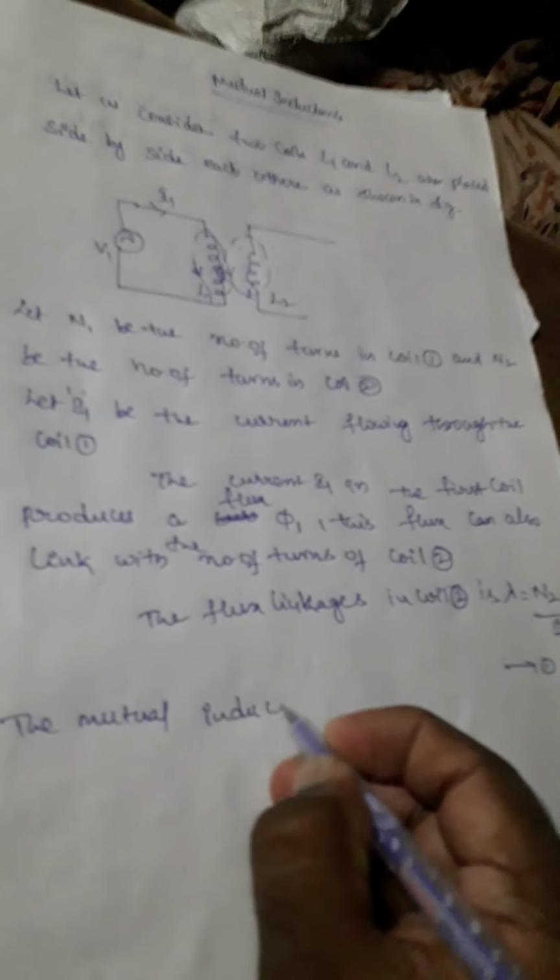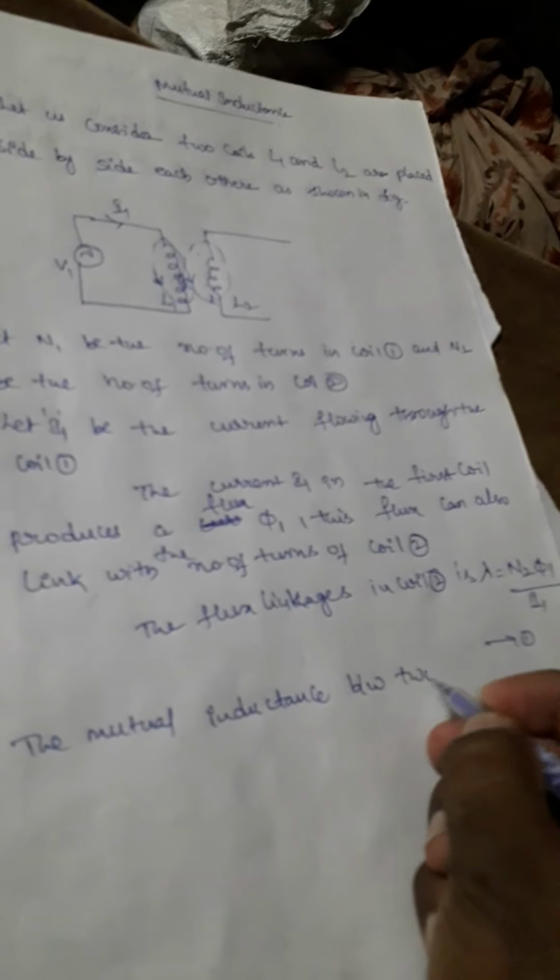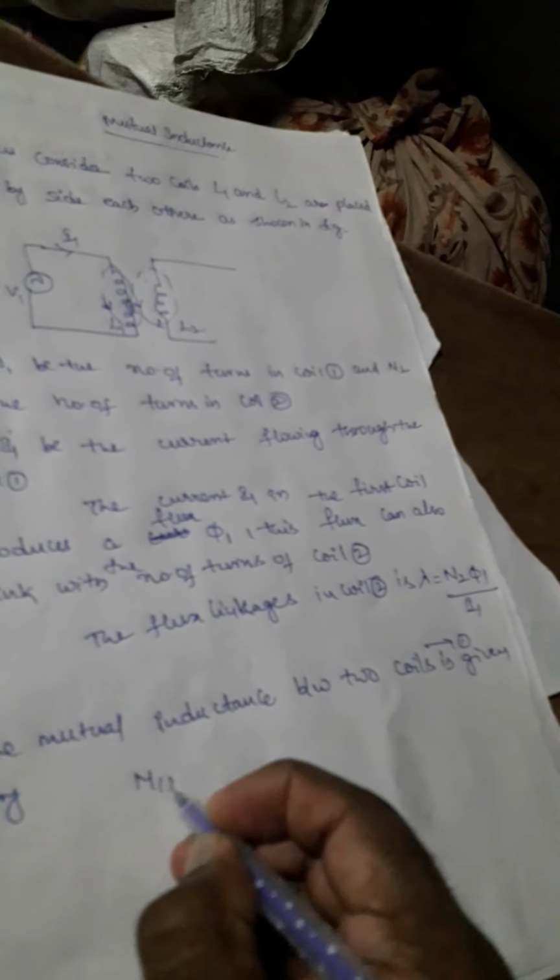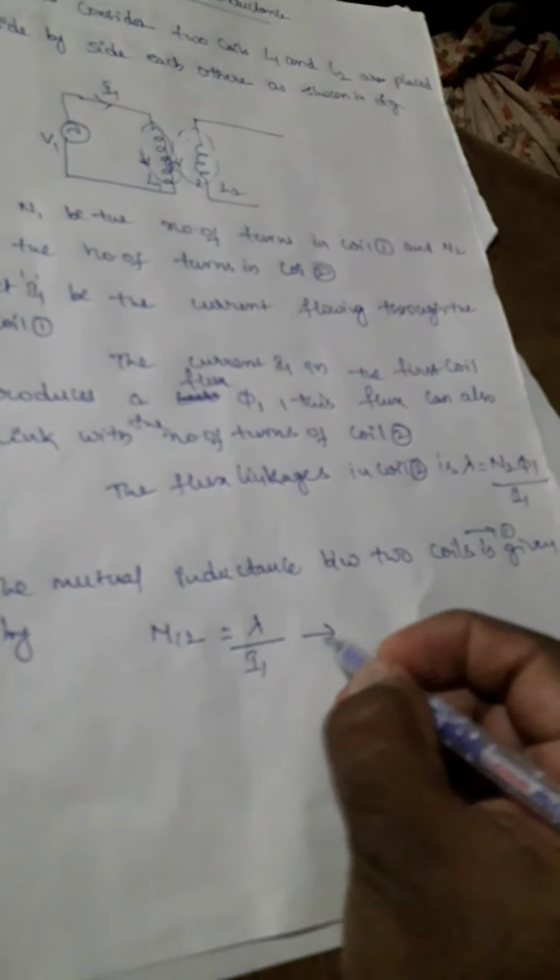For the basic definition, the mutual inductance between two coils is given by M12 is equal to flux linkages per unit current. The flux linkages are produced due to the primary coil current, so lambda by I1. Substituting equation 1 in equation 2, we get M12, the mutual inductance between coil 1 and coil 2, is equal to N2 phi1 divided by I1, which is equation number 3.